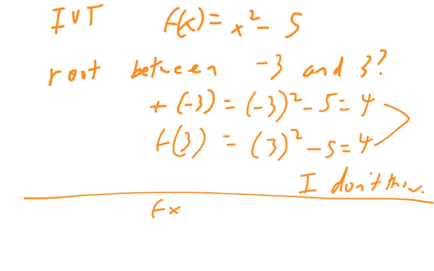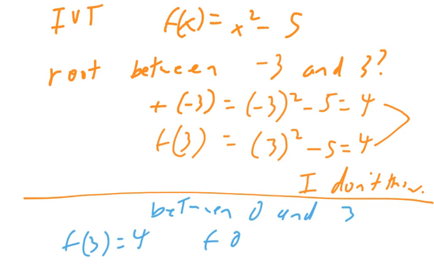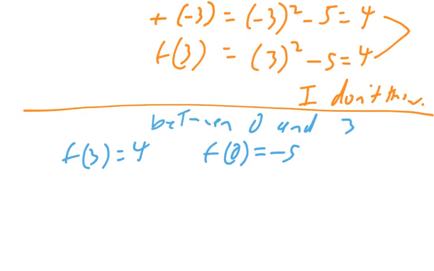If I change this to the same problem, but I said between 0 and 3, well, f of 3 is still going to be 4. f of 0 is going to be negative 5. And because we know that we have to go from 4 to negative 5, we must cross over the 0. And so that's a quick look at 1-5.